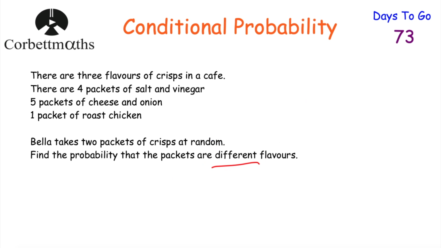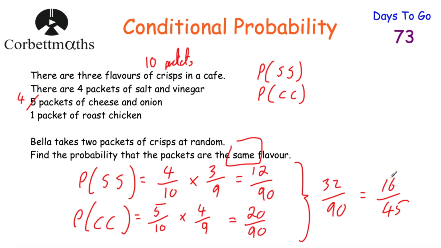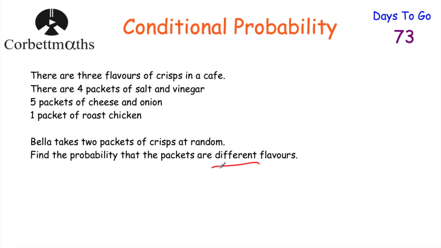So I want you to think about it: if the probability that they're the same flavour is 16/45, what would the probability of them being different flavours be? See if you can work that out now. Okay, so the packets can be either the same flavour or different flavours, that means the 2 probabilities will have to add together to be 1.